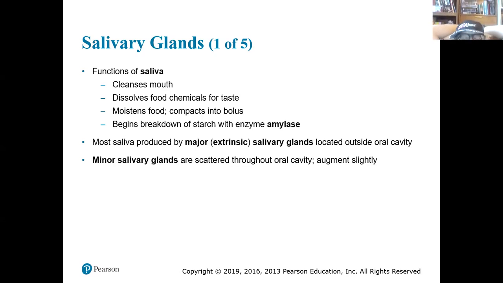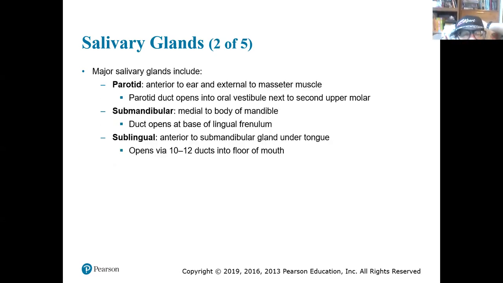Most of the saliva that we have is produced by major salivary glands that are actually outside of the mouth. There are minor ones located in the mouth, but most of them are outside the mouth and then squirt through a little duct into the mouth. So these are the major salivary glands, and yeah, you'll need to know them. They're not bad. The names are pretty straightforward.